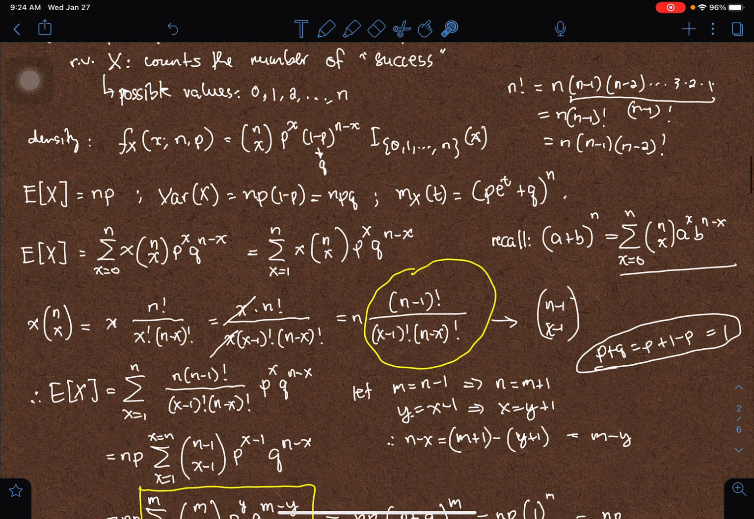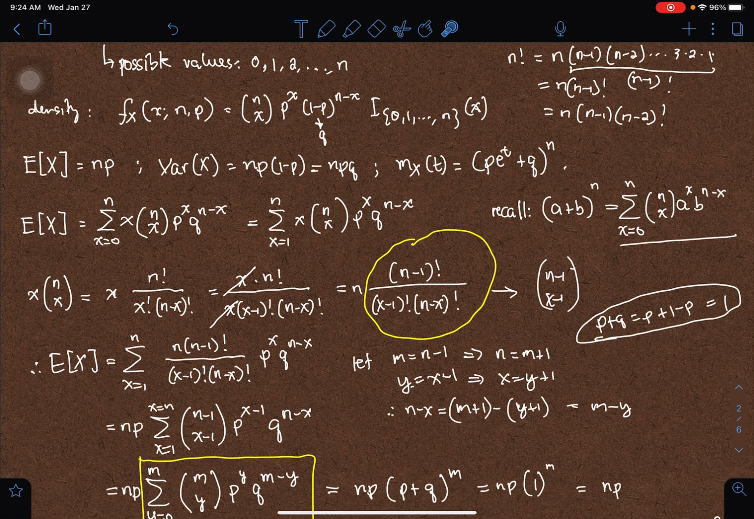Now, take note, the definition of n factorial is equal to n times n minus 1 times n minus 2 times etc. times 3 times 2 times 1. So we just compute the product of n consecutive positive integers. That's n factorial. But we can rewrite that actually into n times n minus 1 factorial, or n times n minus 1 times n minus 2 factorial. So we will use this idea here to simplify x times n taken x.